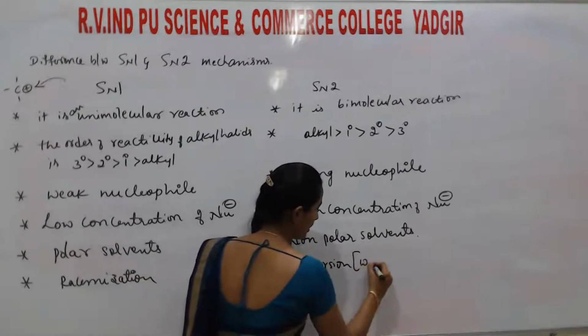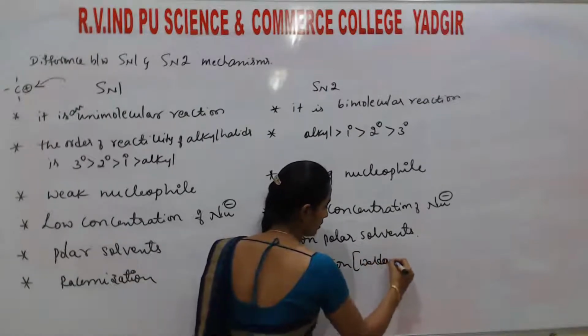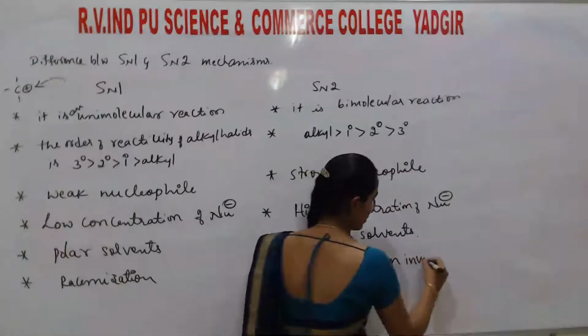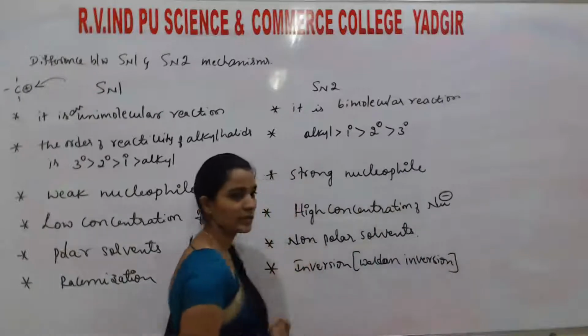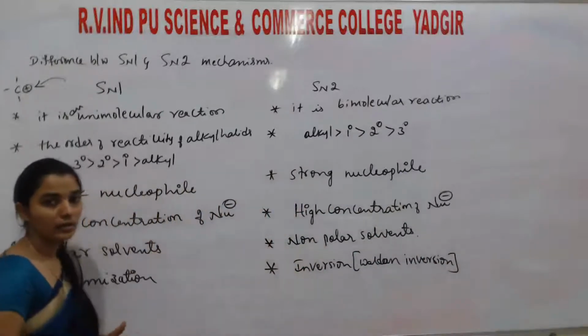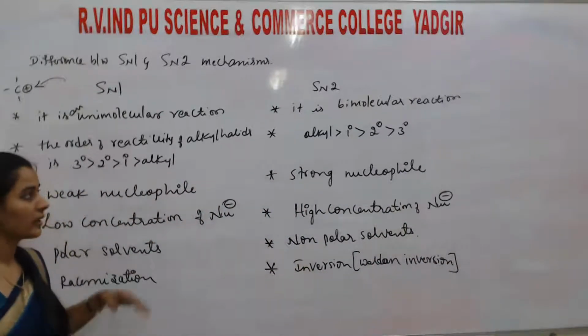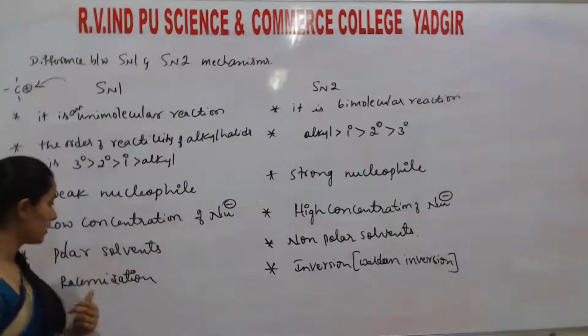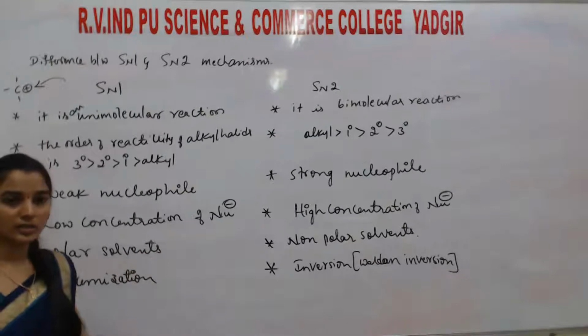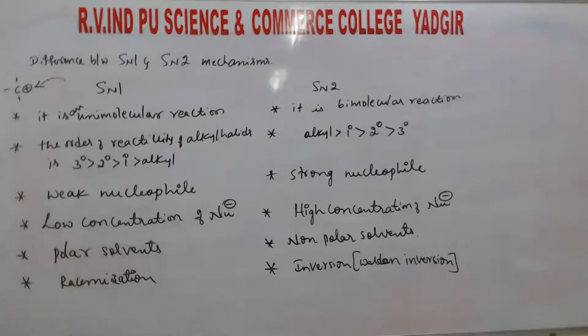Especially that is called as Walden inversion. So I'll explain what is this Walden inversion, what is this racemization in the later class. While explaining the isomerism of these alkyl halides, I'll explain what is racemization, inversion, retention, everything. Okay, this is the difference between SN1 and SN2 mechanism.